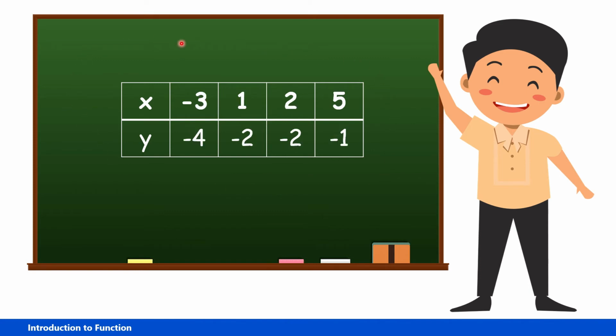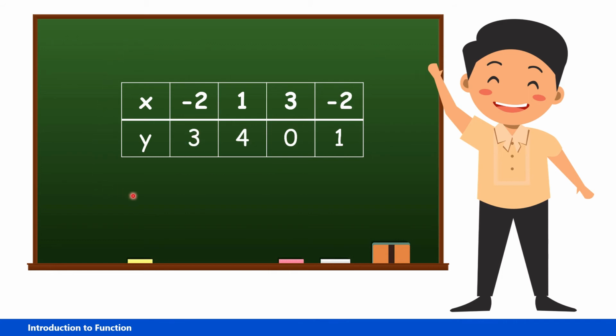So let us determine kung ang table ba natin na ito ay isang function or not a function. So first, analyze muna natin ang values of x. We have negative 3, meron tayong 1, meron tayong 2, at meron tayong 5. So ano ang napapansin natin sa values of x? Walang umuulit na value of x. So our table or our value of x corresponds to exactly one value of y only. Therefore, our second table is a function.